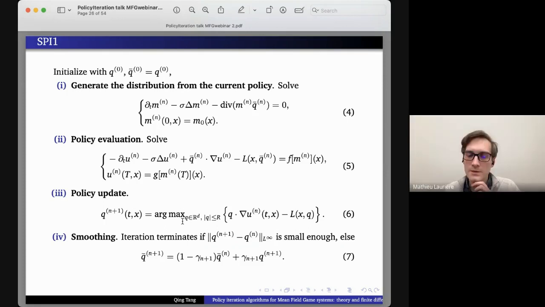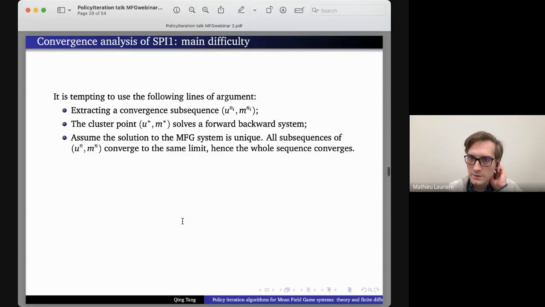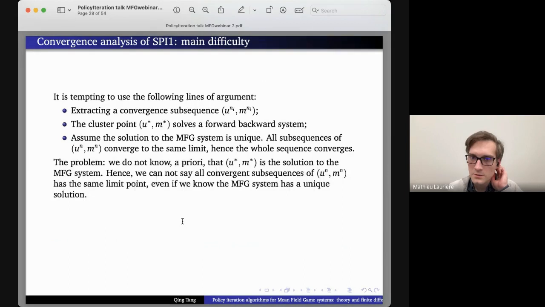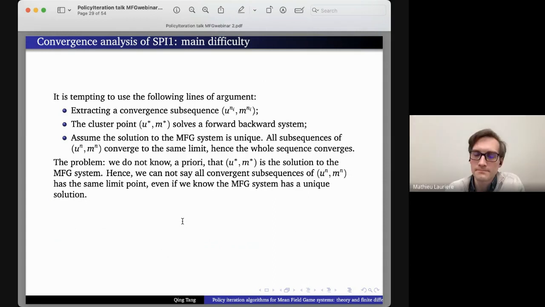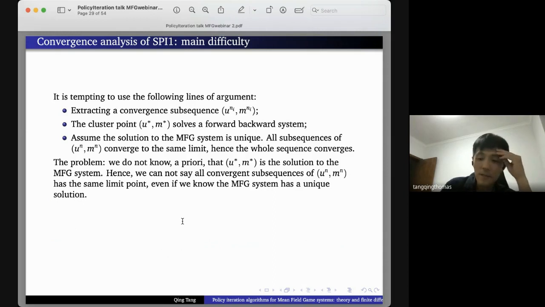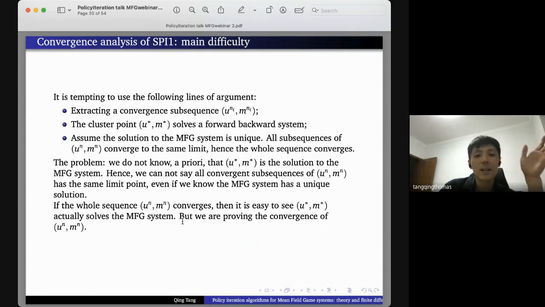And then about the question you raised: if you get a limit point, you get M star, U star, and you know that they solve... So why are you not sure that they are a solution to the mean field game system? Because, okay, that's a key point, because I extracted a subsequence. So that's my next line.